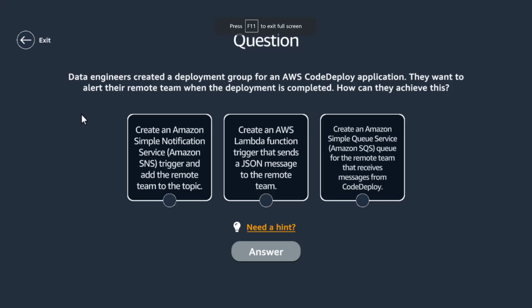So data engineers created a deployment group for an AWS CodeDeploy application. They want to alert their remote team when the deployment is complete. How can they achieve this? I think SNS. How about that?